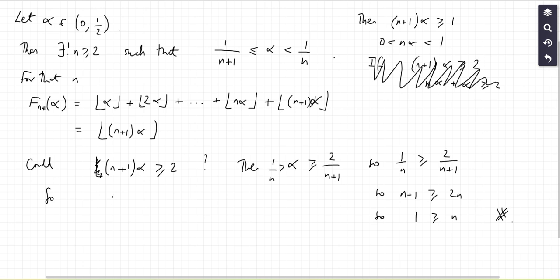So n plus 1 alpha is actually in [1, 2). And that means that f_{n+1} of alpha is equal to 1.